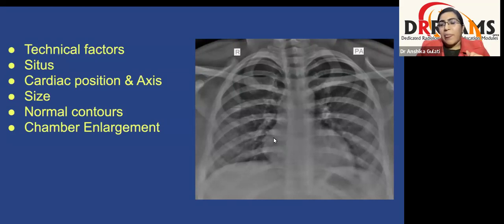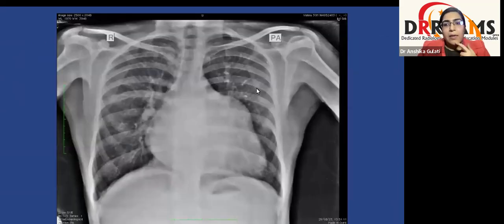from the spinous processes to the lateral heart border is more than 5 centimeters, then we say it is right atrial enlargement. And finally, the left atrium, if it enlarges, it will cause a bulge in the middle part of the left heart border, and we'll see a case. Yes, this case beautifully shows the left atrial enlargement.